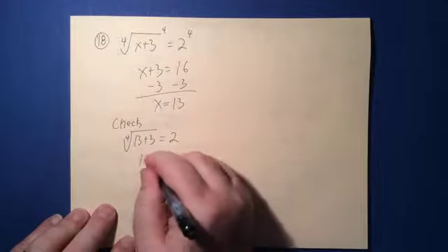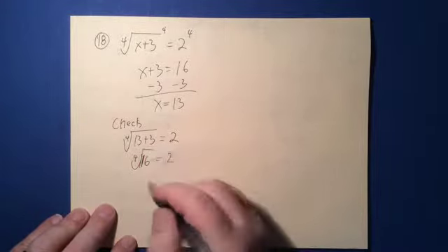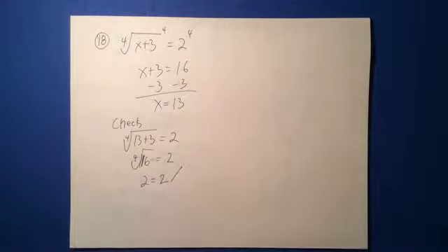That's going to give me the 4th root of 16. And the 4th root of 16 is 2, so that solution checks out. So if you ever have something raised to the 4th, or if you have something under the 4th root, all you do is take everything to the 4th and solve it that way.